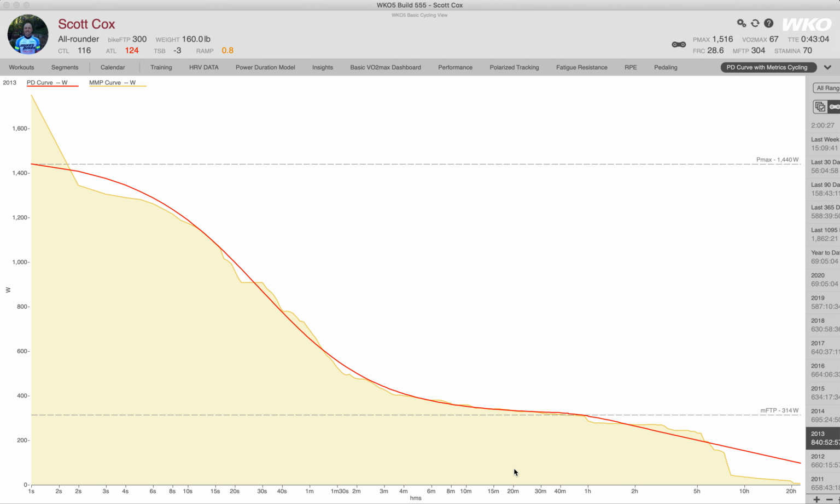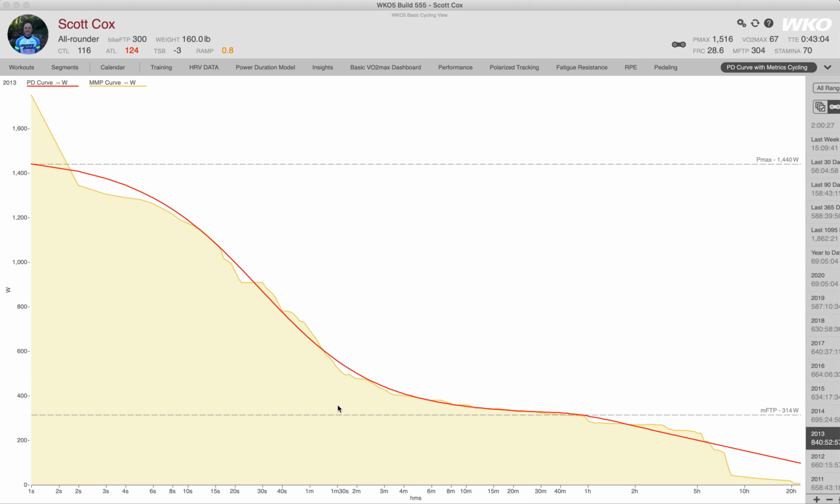What I have up on my screen here is WKO5. This is the power duration curve. The yellow line is my mean maximal power data from all of 2013. And then the red line is the power duration curve. From this red curve, basically the model makes that curve based off of what I feed it in this mean maximal power data. And the red curve tries to smooth it out. And then from this red curve is where I get these metrics: sprint power, FTP, VO2 max.